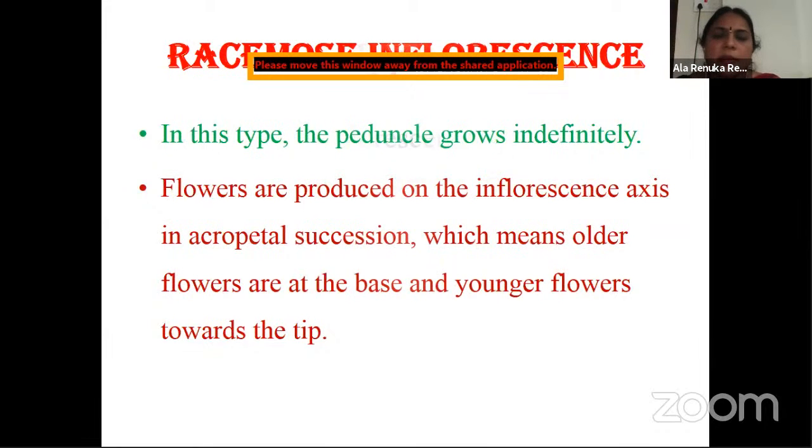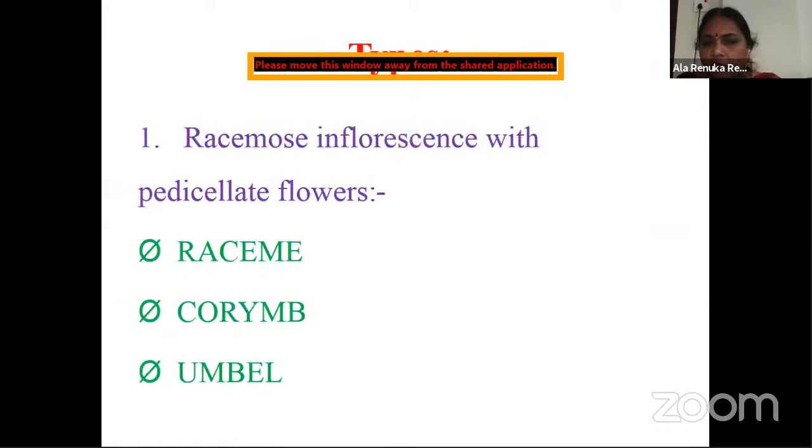Okay, and in racemose inflorescence, just now we discussed that some flowers have pedicels and some flowers do not have pedicels.